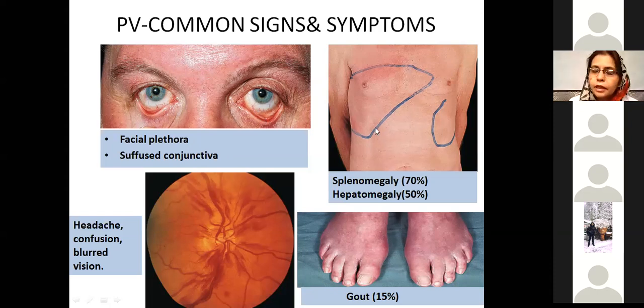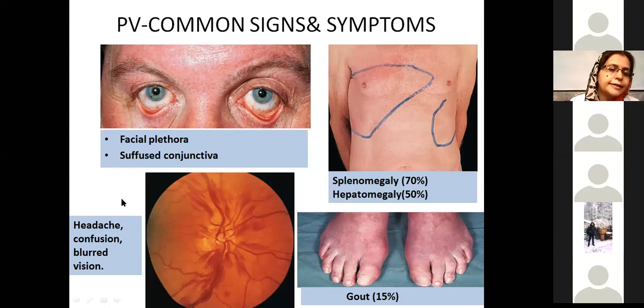In all sorts of myeloproliferative neoplasia, there is extramedullary hematopoiesis. So there is splenomegaly, which is seen in almost 70% of the patients with polycythemia vera, and sometimes they may have an enlarged liver as well. The other complication or symptom that I've mentioned earlier is increase in the viscosity of the blood, or hyperviscosity.